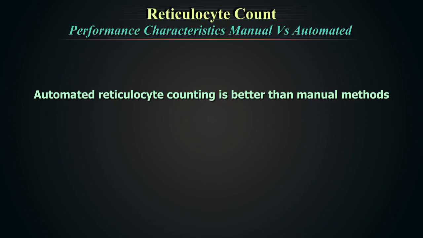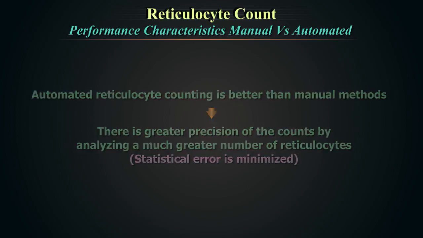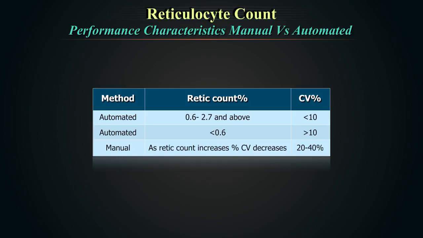Automated reticulocyte counting is better than manual methods as there is greater precision of the counts. By analyzing a much greater number of reticulocytes, the statistical error is minimized. When the reticulocyte percentages are between 0.6% and 2.7%, many studies have yielded a CV of less than 10% for automated counting, with a higher CV for counts lower than 0.2%. Visual microscopy has a CV ranging from 20% to 40%.